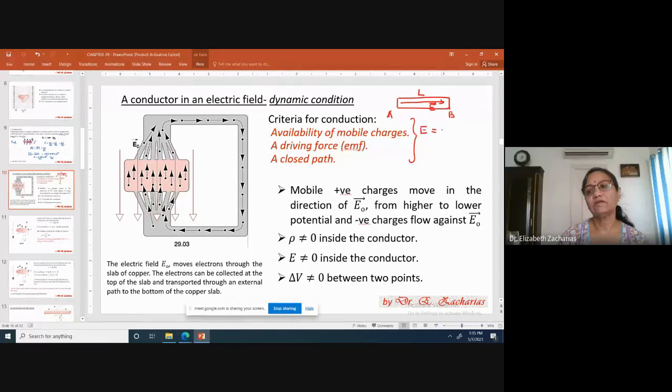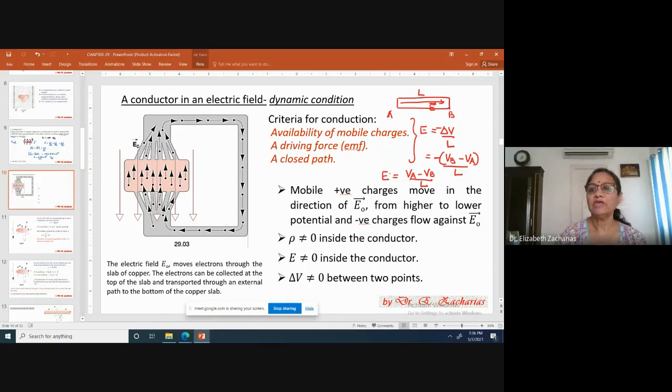P by L. V by L, or I can say delta V by L with a minus sign. That's what we have seen. Or from here you can see that it is going to be minus of VB minus VA divided by L. Or this is going to become VA minus VB divided by L, and this is E.